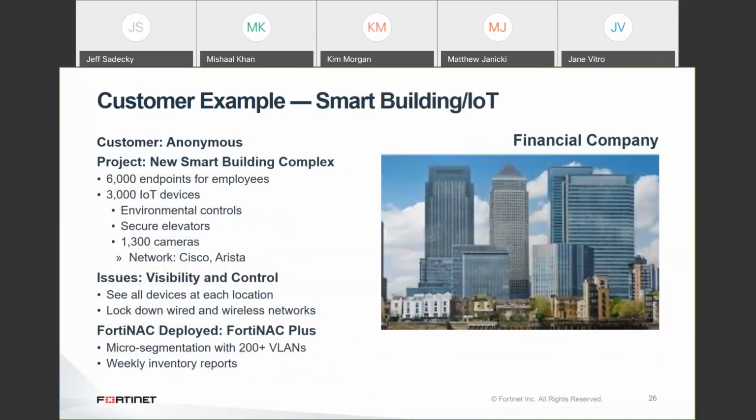And another example is the smart building, the Internet of Things. This happened to be a large financial company, and it was really about they're going with the plus version and the microsegmentation and the inventory reports.